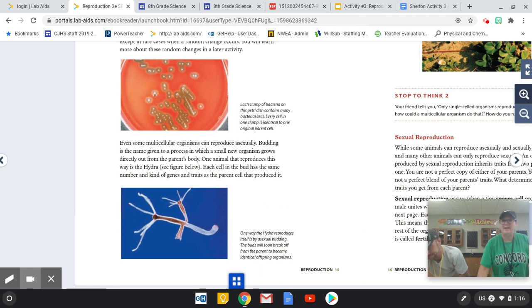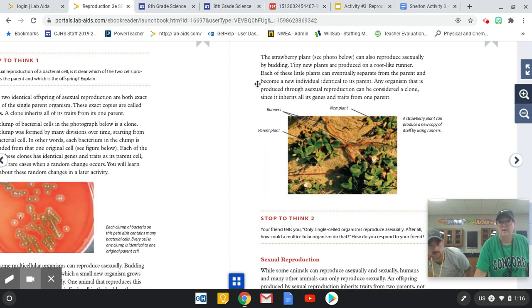Cool. All right, so go ahead and turn to the next page. And Mr. Rancourt will continue reading. The strawberry plant, see photo below, can also reproduce asexually by budding. Tiny new plants are produced on a root-like runner. Each of these little plants can eventually separate from the parent and become a new individual identical to its parent. Any organism that is produced through asexual reproduction can be considered a clone. That's important to remember, since it inherits all of its genes and traits from one parent.